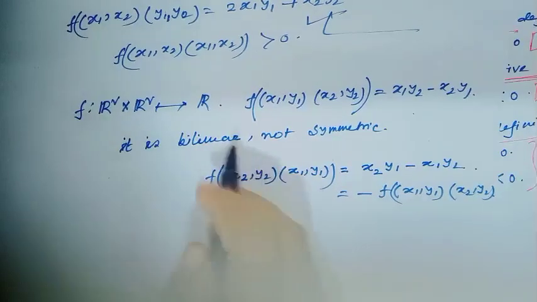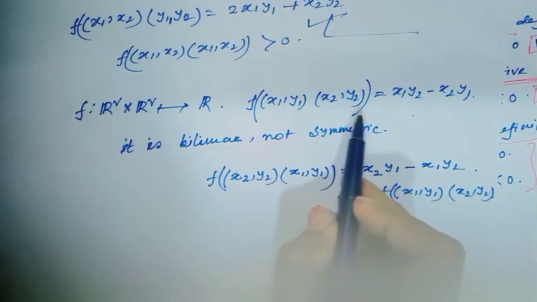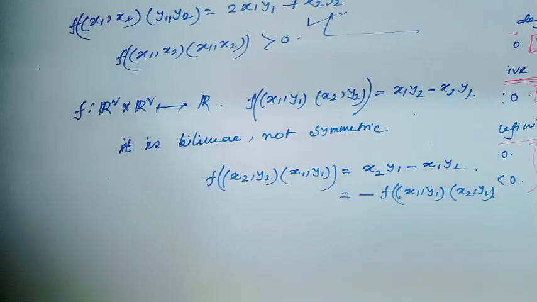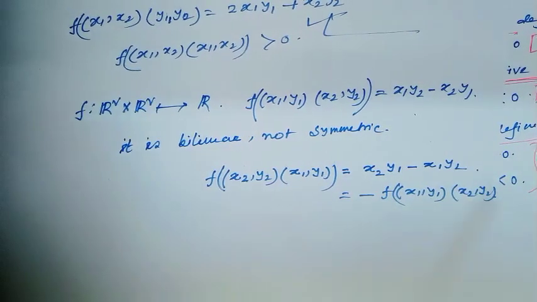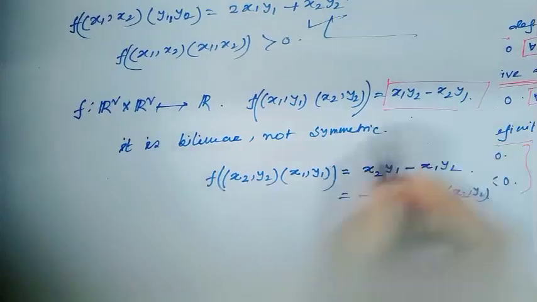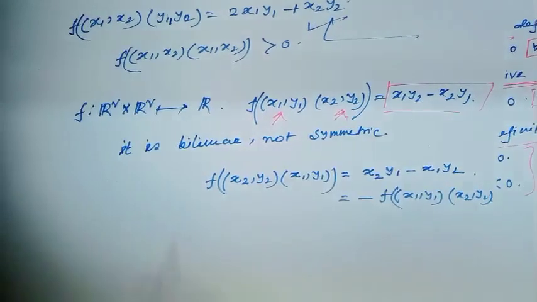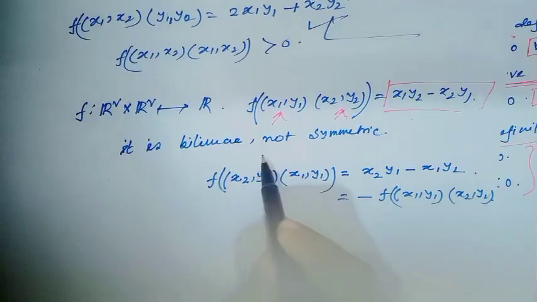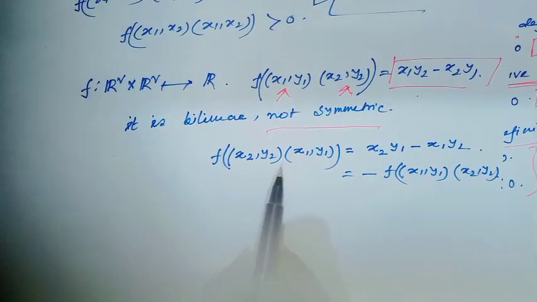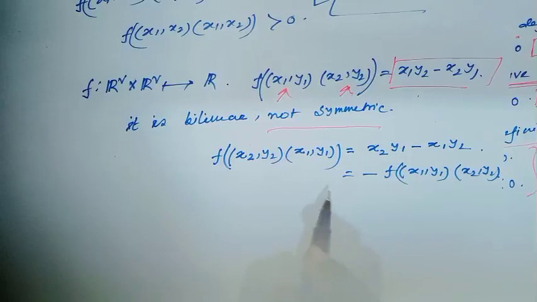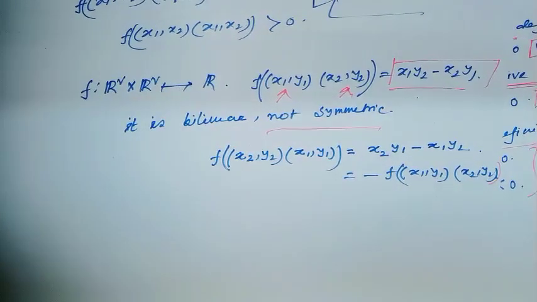Consider a bilinear form f from R2 cross R2 to R such that f of (x1, y1), (x2, y2) equals x1 y2 minus x2 y1. This is obviously a bilinear form because it is linear in the first component and also in the second component. But this bilinear form is not symmetric, because here f of (x2, y2), (x1, y1) would be minus f of (x1, y1), (x2, y2). Have you understood this process?